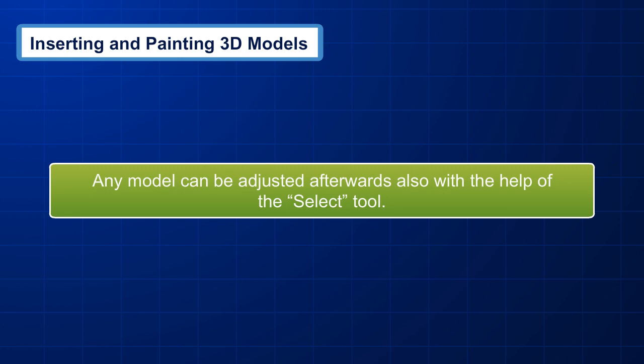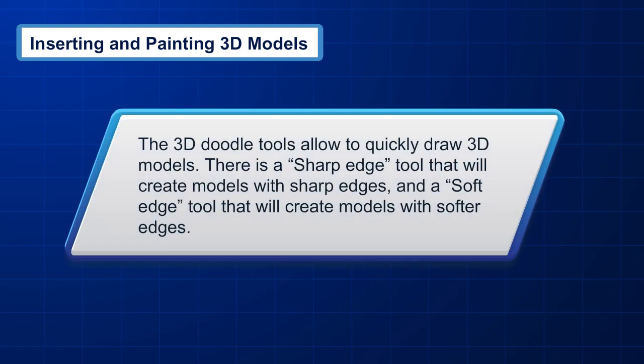Any model can be adjusted afterwards also with the help of the Select tool. The 3D Doodle tools allow to quickly draw 3D models. There is a Sharp Edge tool that will create models with sharp edges and a Soft Edge tool that will create models with softer edges.